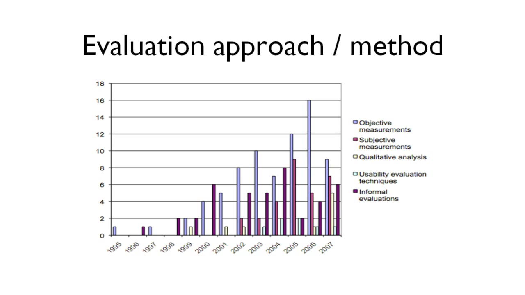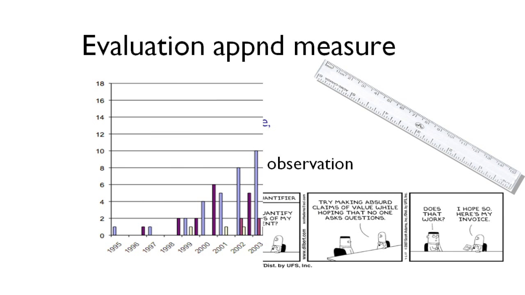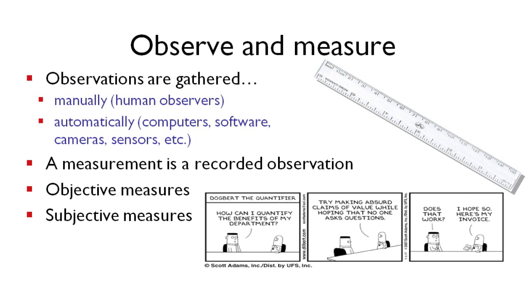Most of the time, what you will find is a combination of objective measurements and subjective measurements. So most studies will look into not just task completion time and error rate, for example, but combine this with questionnaires. So just a quick word about what measurements are, I guess.